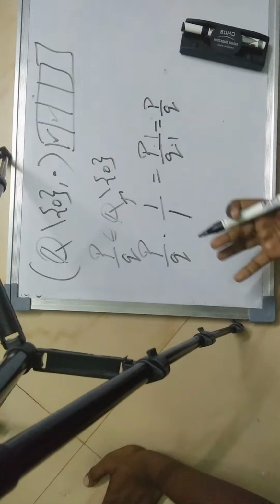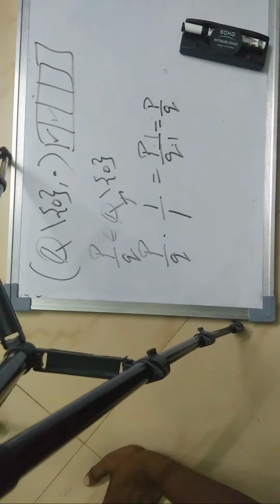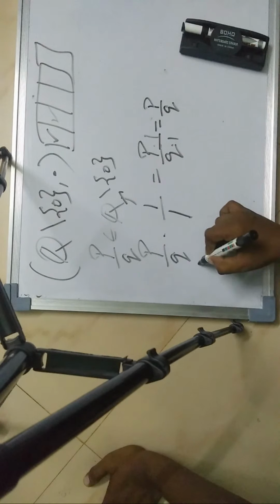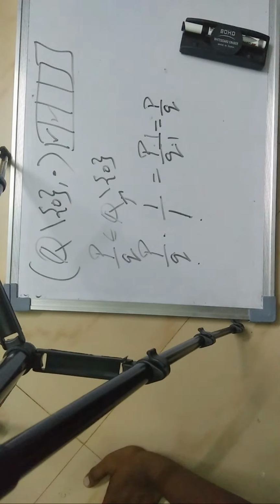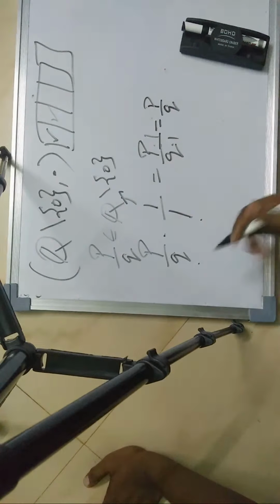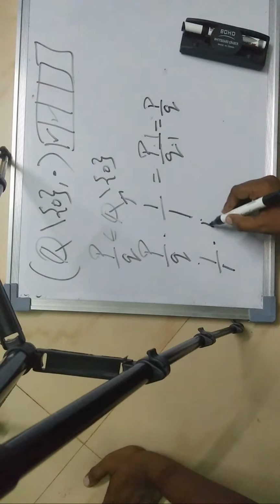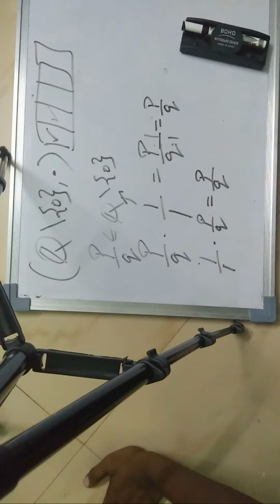So we have found an element, say 1, in the set of all non-zero rational numbers, such that p by q into 1 by 1 results in p by q again. This is also true the other way, that is 1 by 1 into p by q is equal to p by q. So identity axiom is also true.